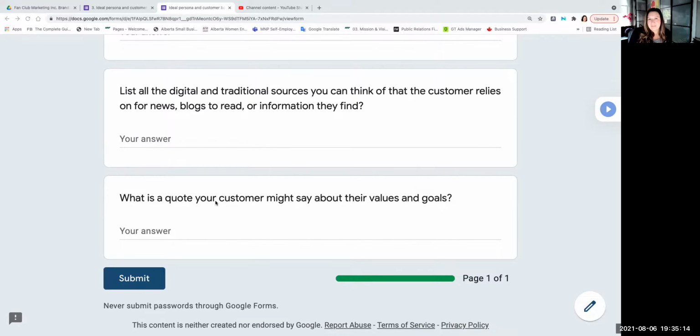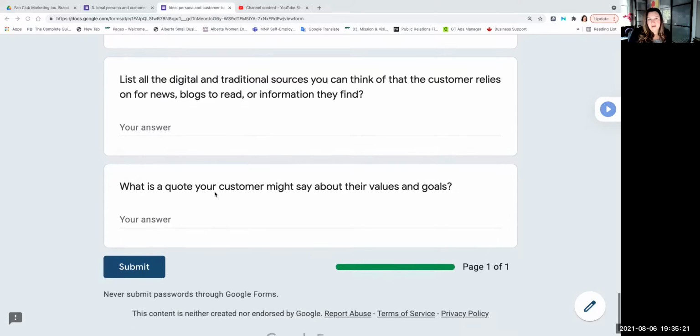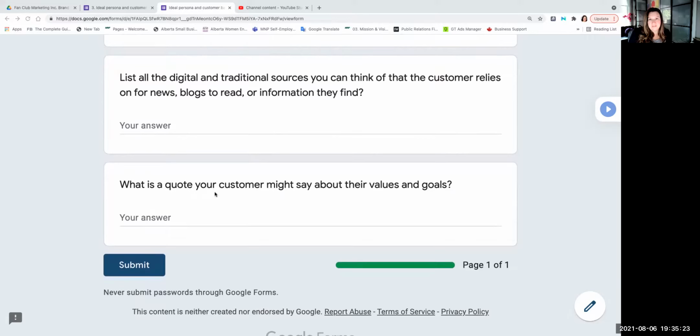So that's where the magic happens, is just to be very aware of the accuracy in the detail here and not just sketch out a fictitious person.